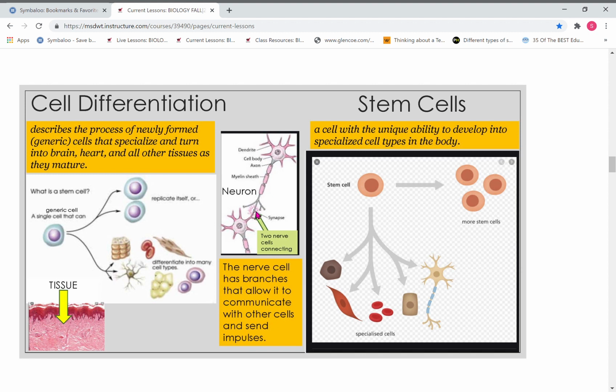They don't actually touch between here. There actually is a space, and that space releases chemicals to pass the message along. So what you need to know is how they connect to one another. Dendrites are going to connect to these branches to the next nerve cell. So the nerve cell has branches that allow it to communicate with other cells and send impulses. The two nerve cells connecting right here between here, but again, they're not quite touching, they just pass information along.